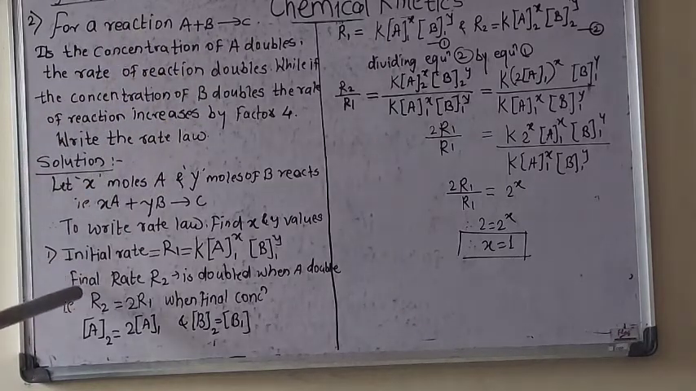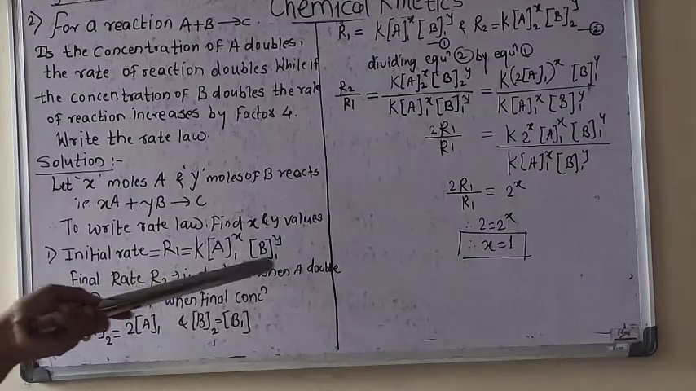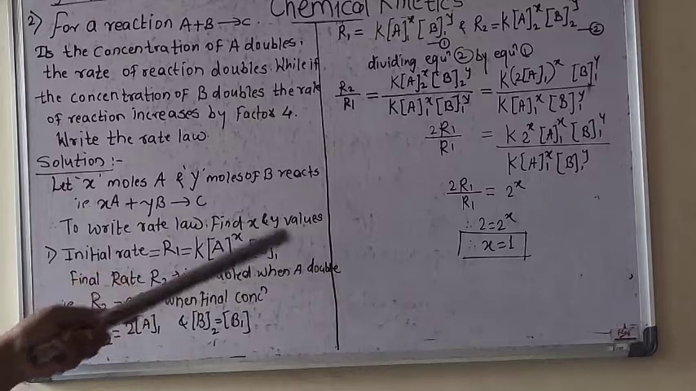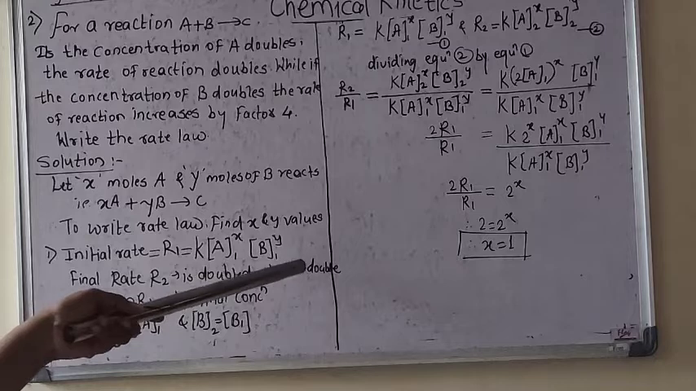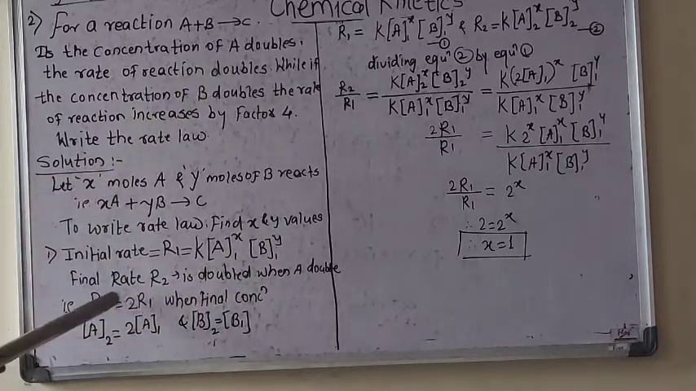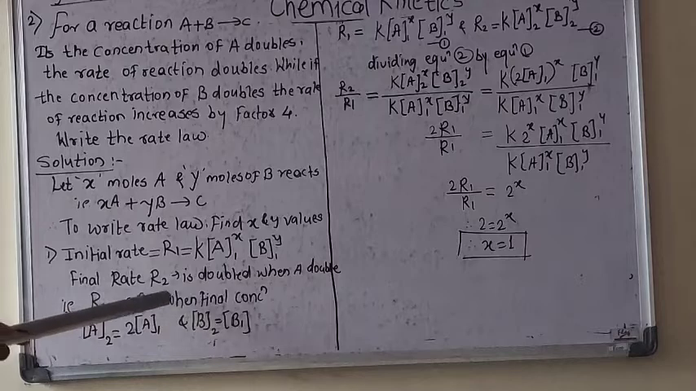So we have to write the final rate. The final rate is double when the concentration of A doubles. So the final rate is given by R2, as it is double when the concentration of A doubles. So here we can write that R2 is double the initial rate, R1. So R2 equals twice R1.